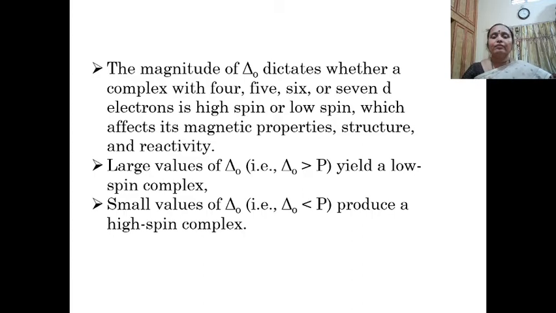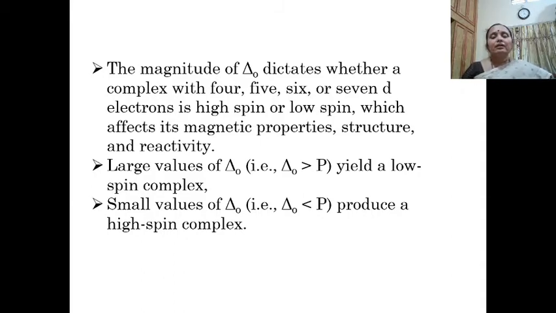The magnitude of splitting in the case of an octahedral field is represented as delta O. This dictates whether a complex with 4, 5, 6 or 7 d electrons is high spin or low spin, which affects its magnetic property, structure and reactivity.